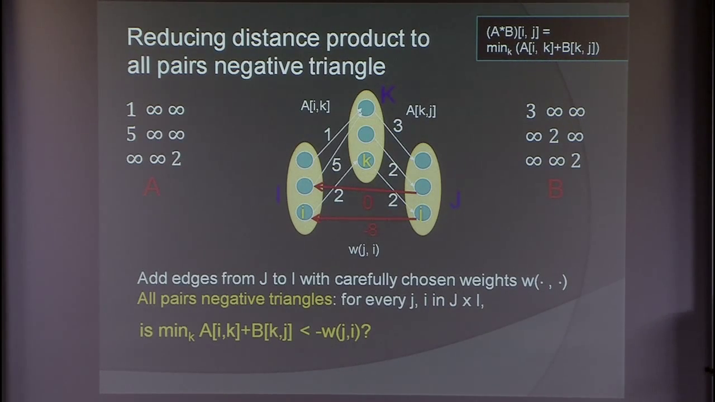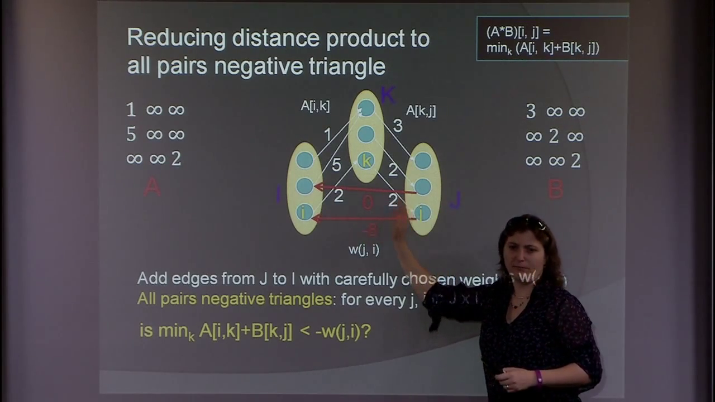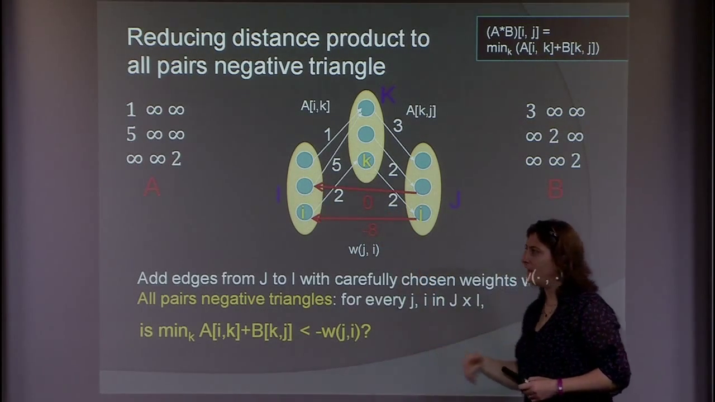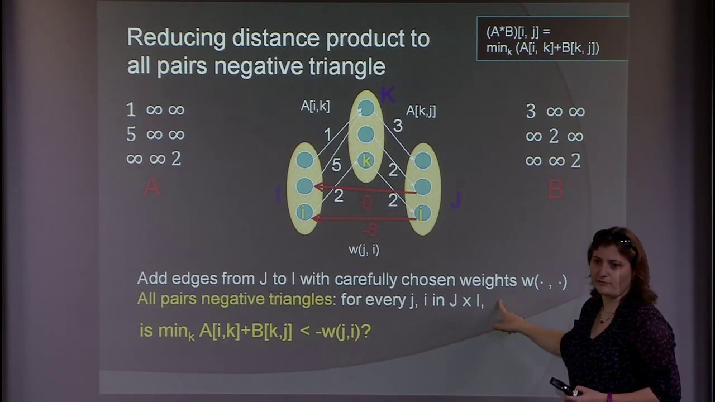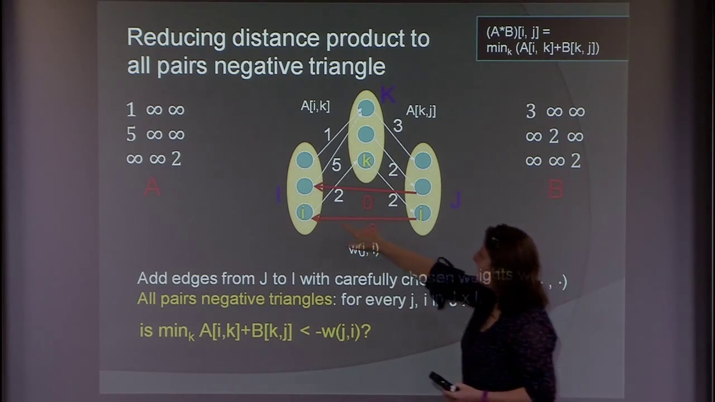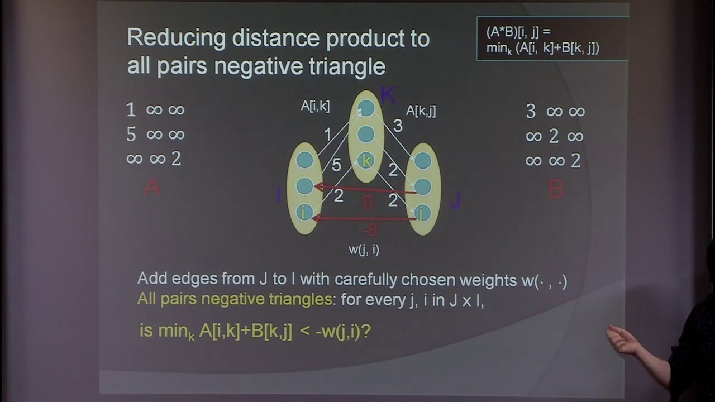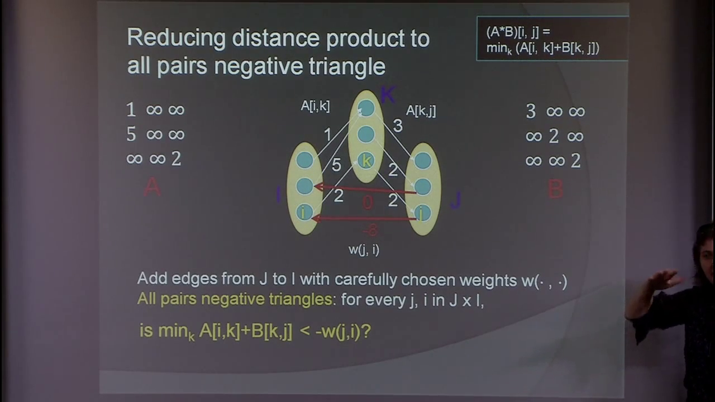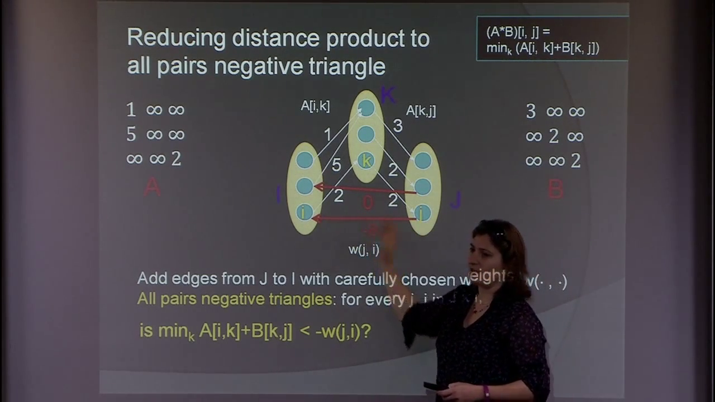Okay, so what are we saying? We're saying that I can put a bunch of numbers here, and I can check in parallel with a single call to all pairs negative triangles whether my guesses for the distance product entry ij is too big or just right or too small. So this tells me I can do a binary search, and I can simultaneously do a binary search for all entries i and j.